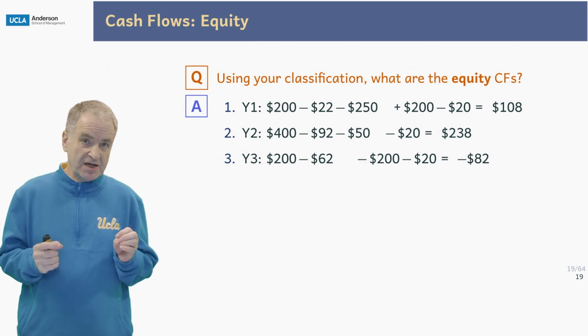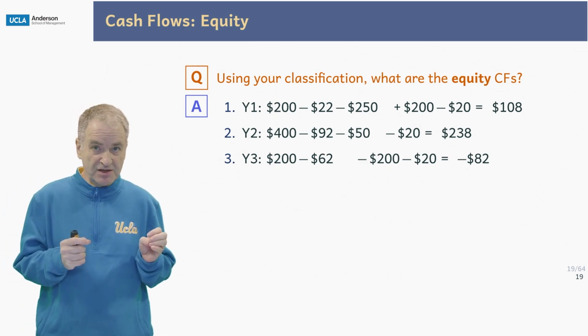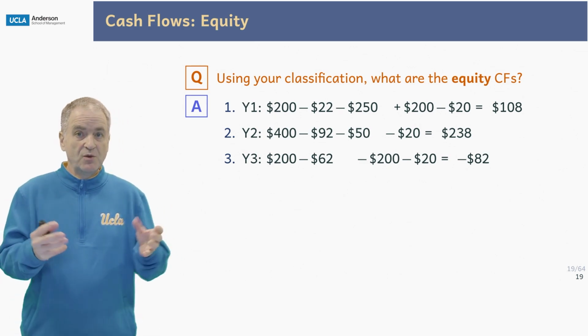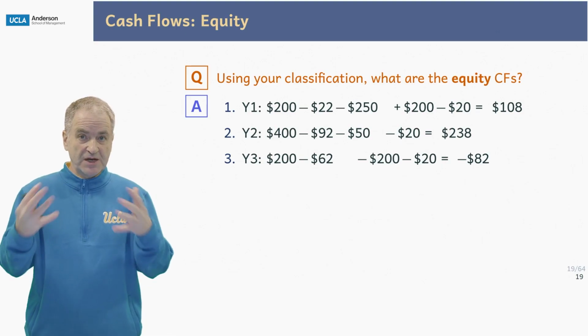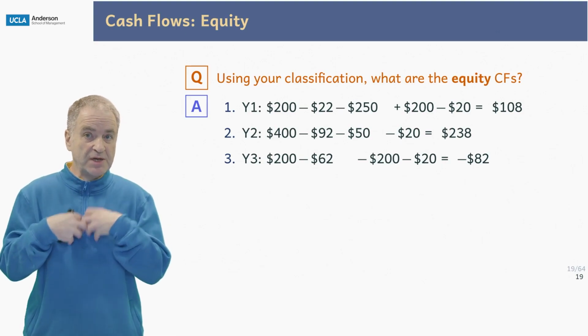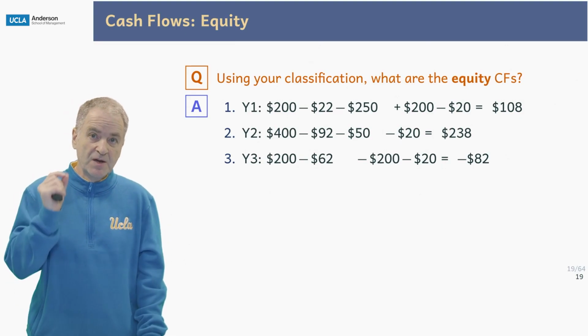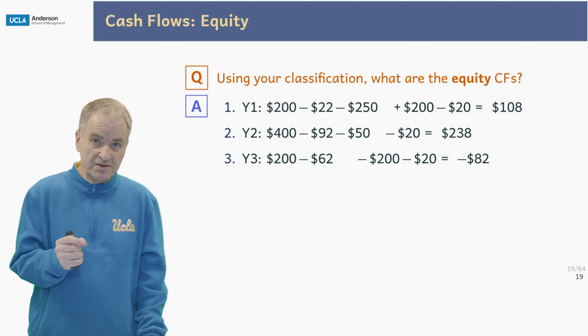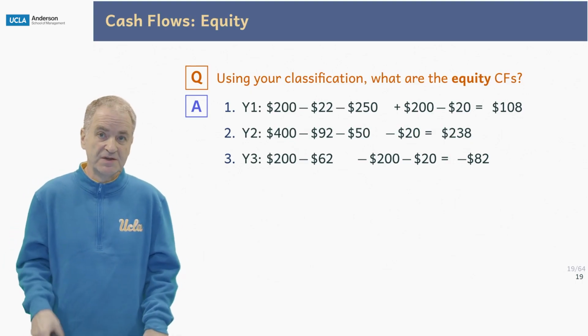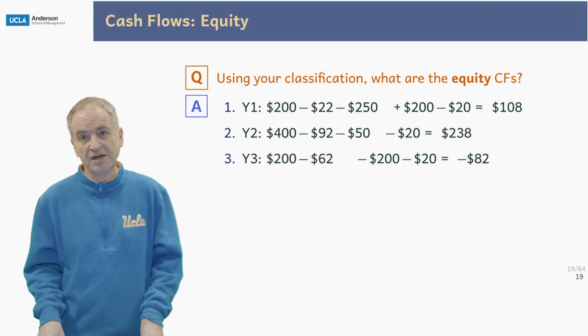Well, the equity cash flows are just like the project cash flows, except that we get the money from the creditors, but we also have to pay out the money to the creditors. So in the first year, we get $200 from the creditors, but we have to pay $20 in interest. So we're going to end up with $108.